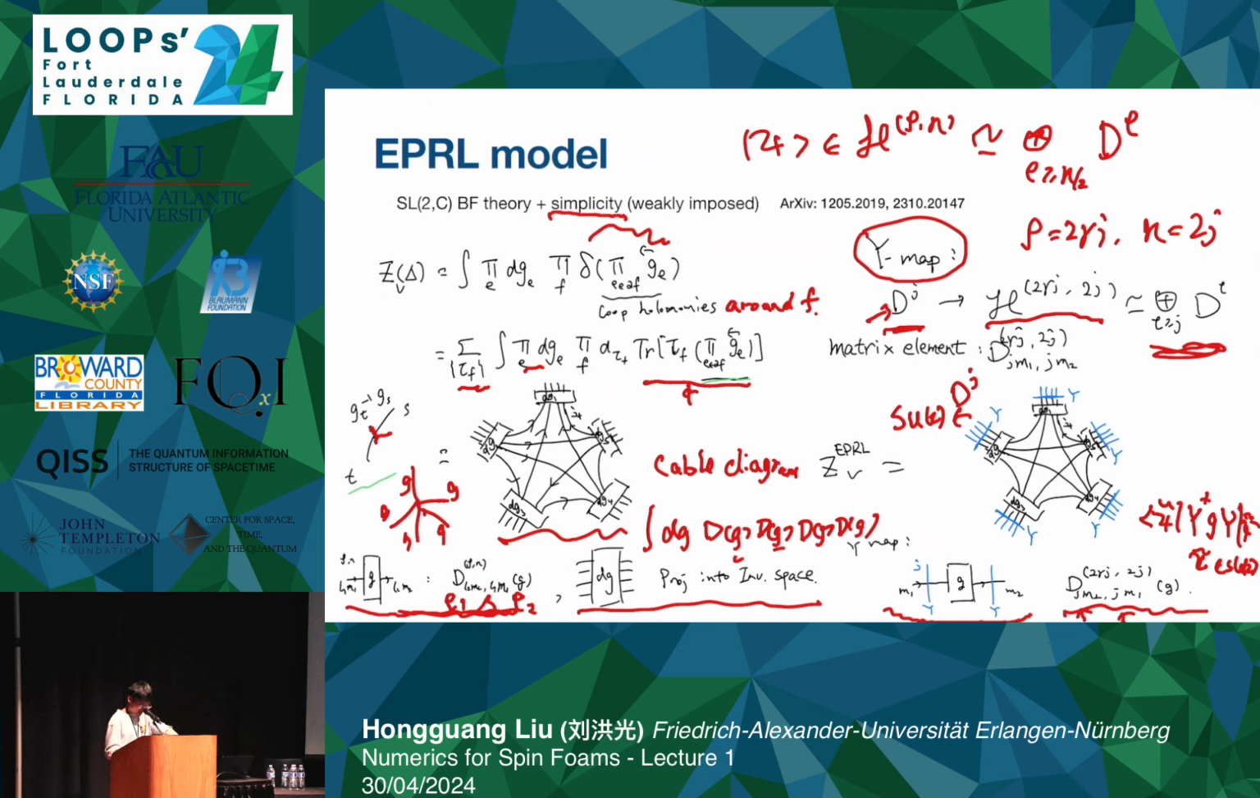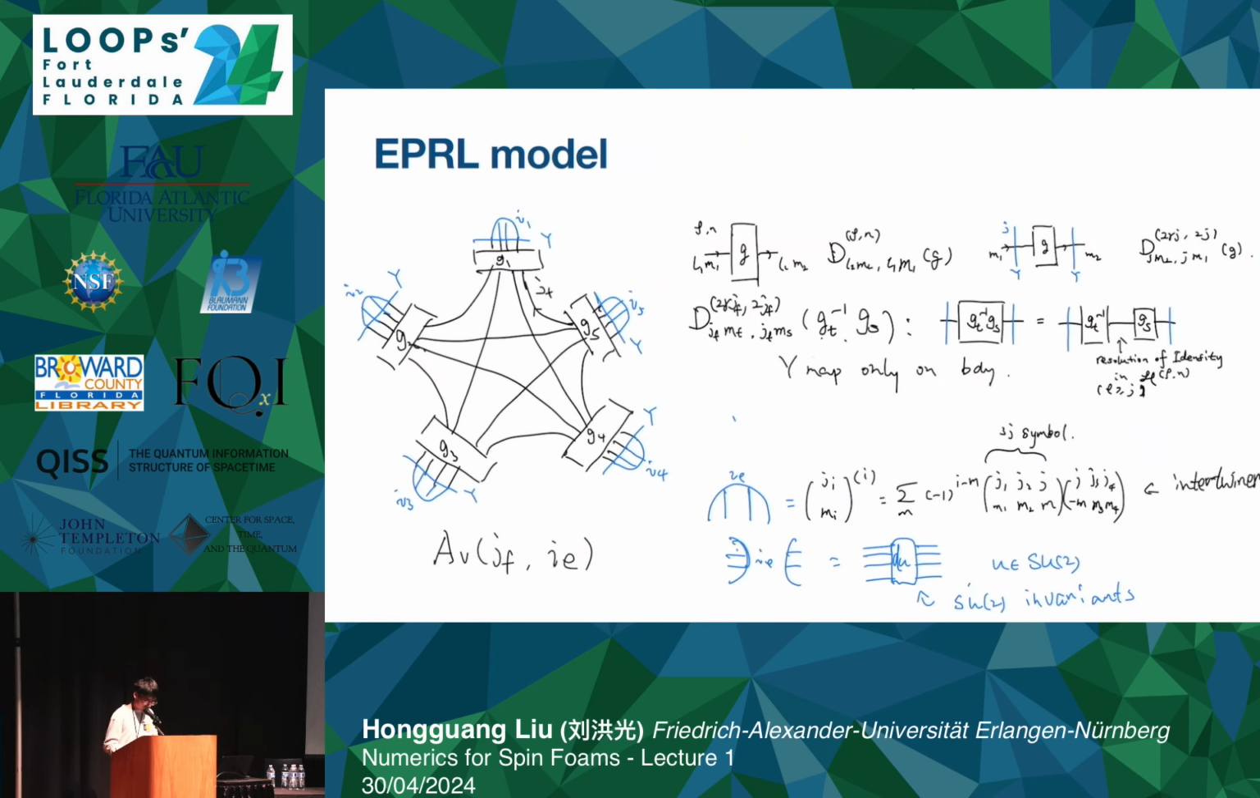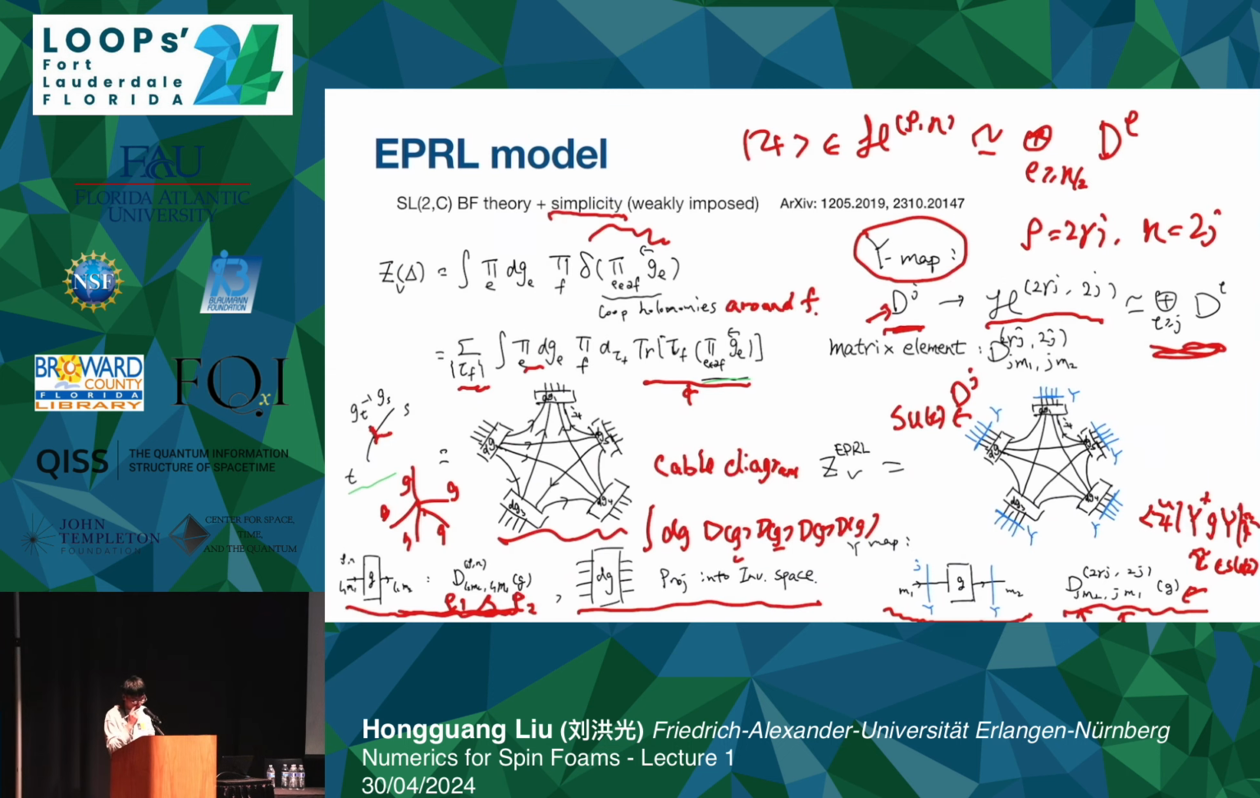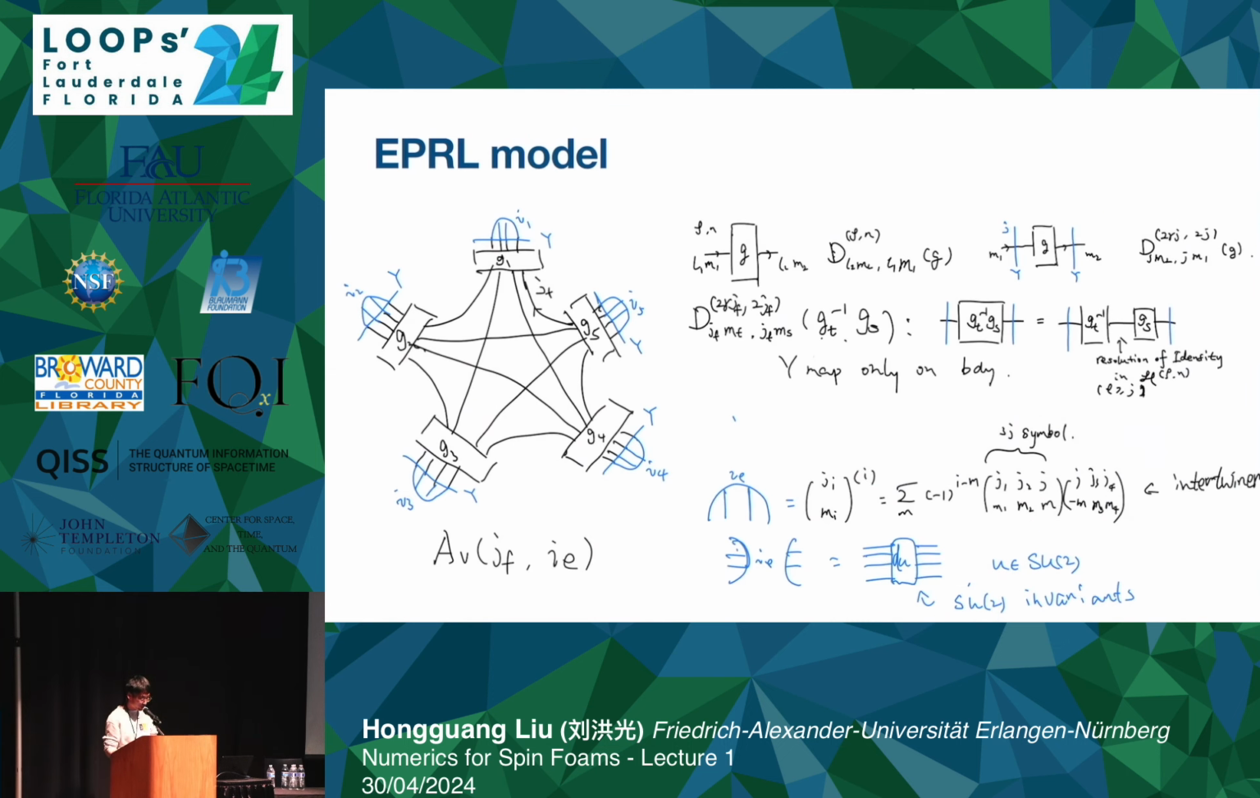But this is still very complicated to calculate because we need to calculate basically the SL2C representation matrix, even in the SU2 basis, but it's mapping back to the SL2C representation. It's still really complicated, and how to calculate this is the next task. But before we do that, let's see.